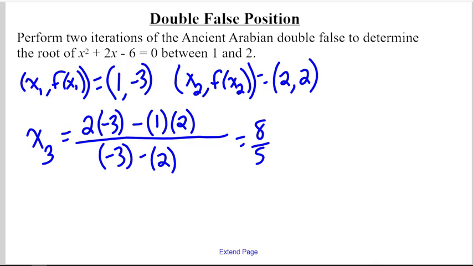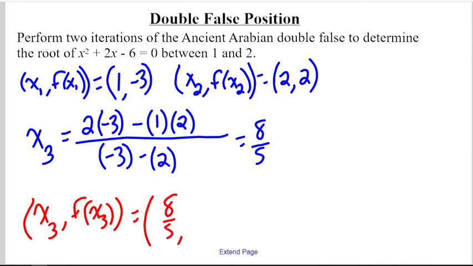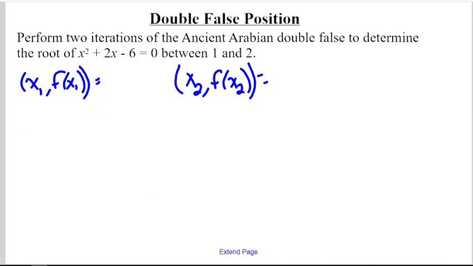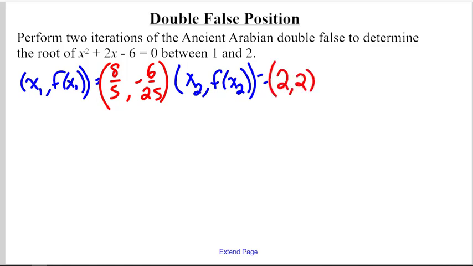So now let's see, its ordered pair then, if I think about x3 and then f of x3, when I do that, I'm going to get 8/5, comma, and then I'm going to get -6/25. Since that's negative, I'll look and say I'm going to replace my first ordered pair and do this again for my second iteration. So now I'm looking at 8/5, comma, -6/25 for my first ordered pair, and my second ordered pair will still be 2/2. So now I can do a second iteration with my new values.